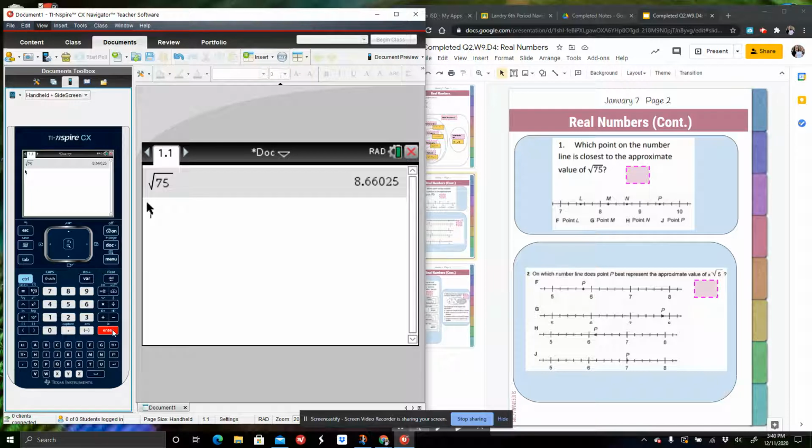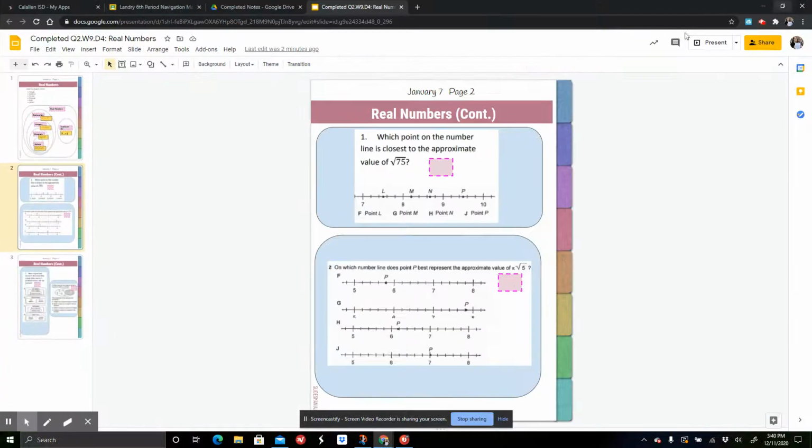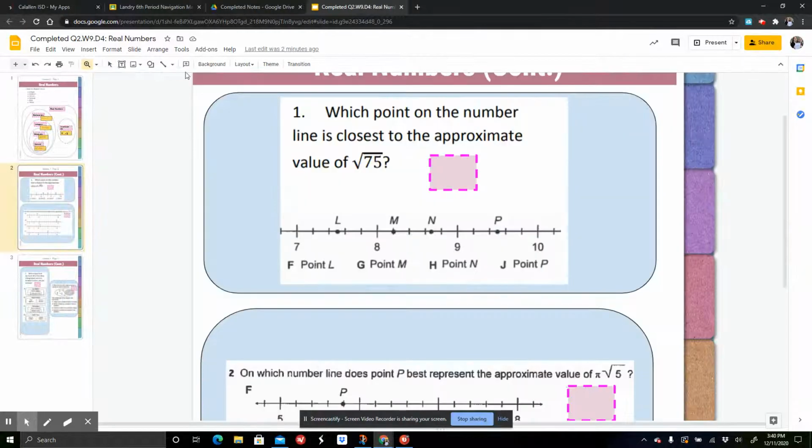And the decimal approximation is 8.66025. So basically that number is just a little past 8.5. So if we look at our number line, we're looking for the one that's just past 8.5, and between 8 and 9, right, we have two answer choices.